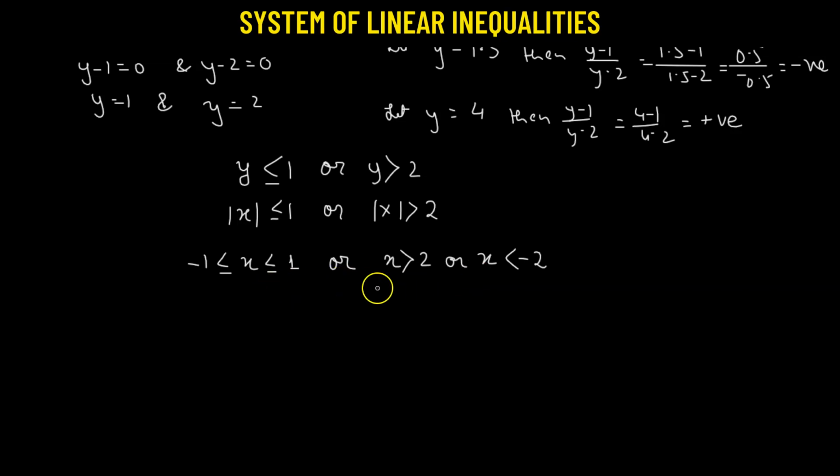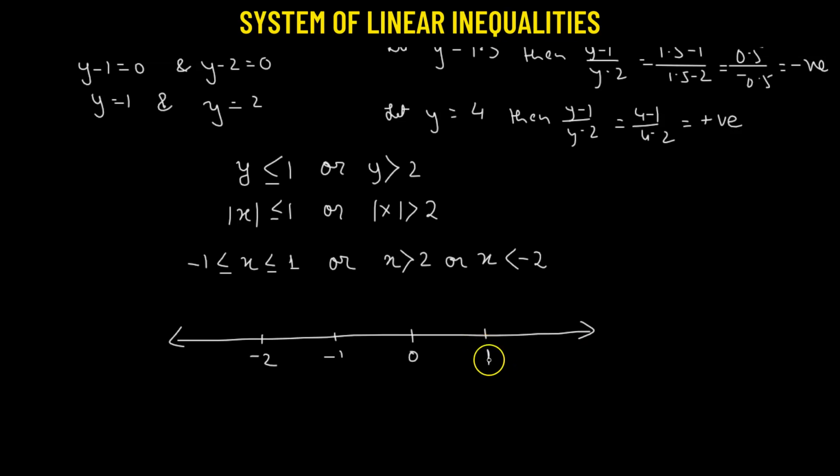So what we'll do, we'll try to combine all the three solutions. Here we'll consider a number line. On the number line, we'll have negative 2, negative 1, 0, 1, 2. So here, x lying between negative 1 and positive 1 means we'll consider the region lying between negative 1 and positive 1. We have x greater than 2, so x greater than 2 means all the values of x which are greater than 2. And x less than negative 2 will be all the values of x which are less than negative 2.